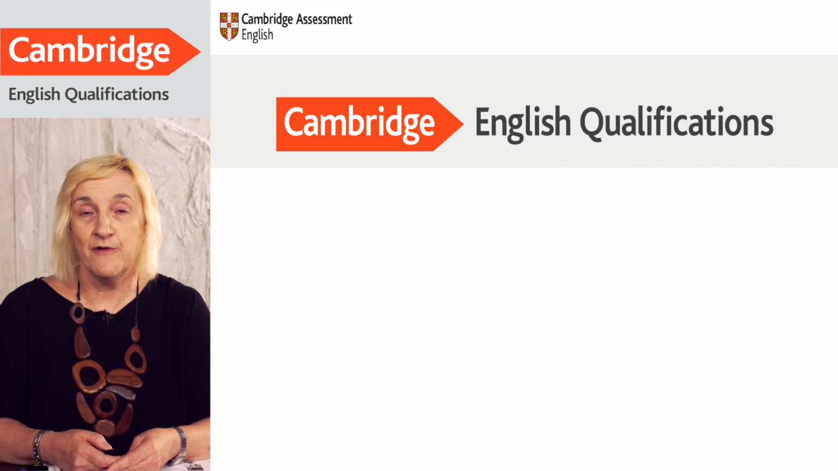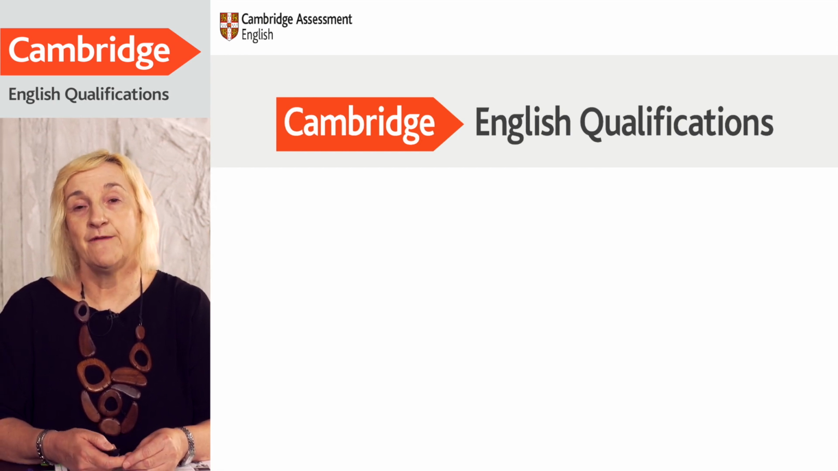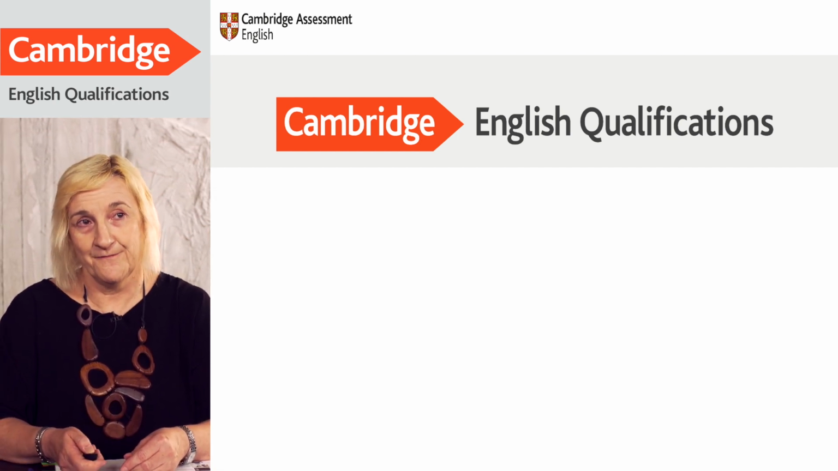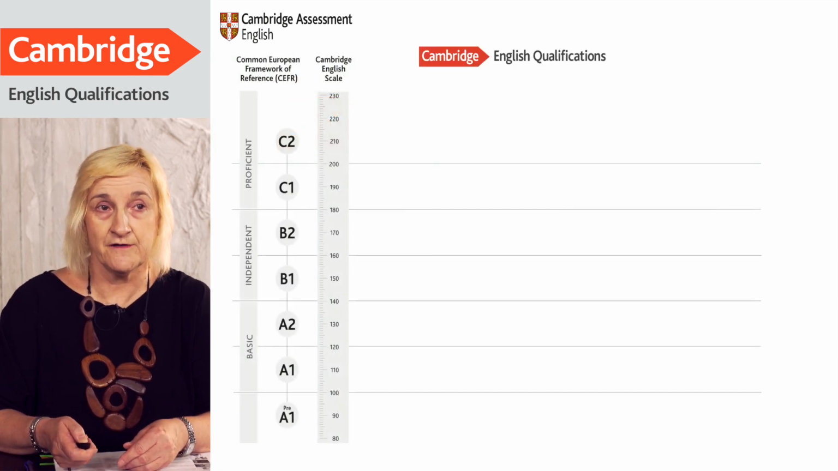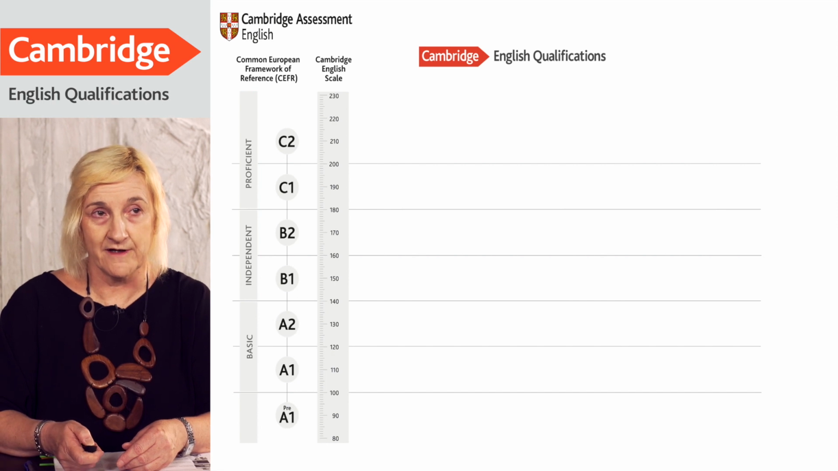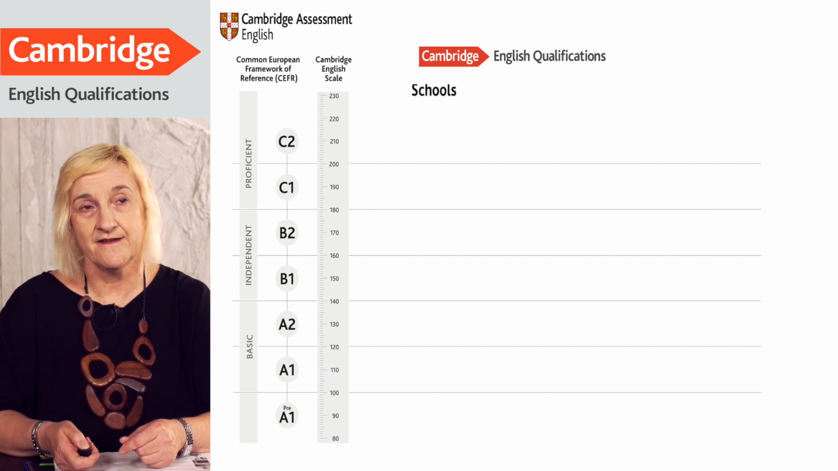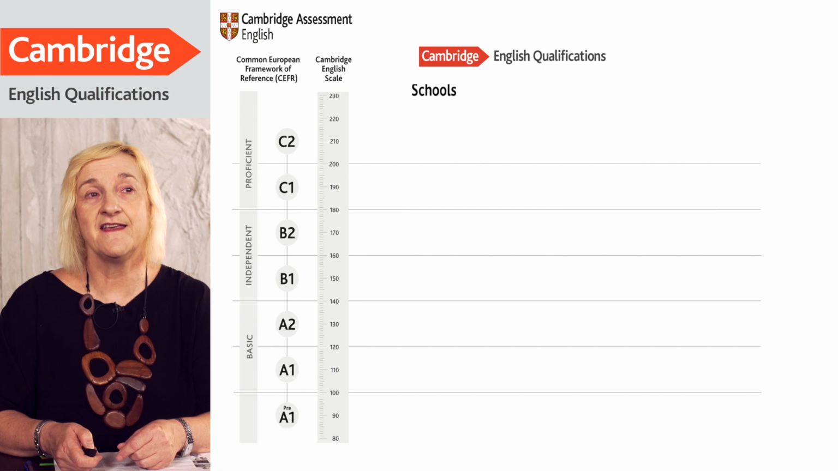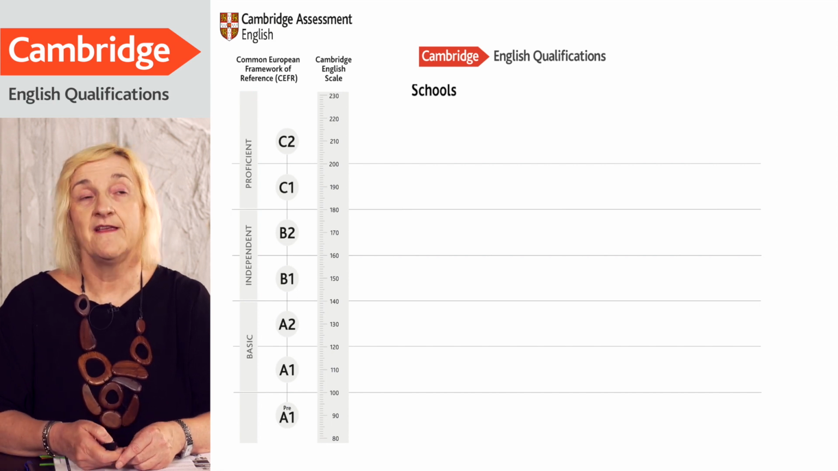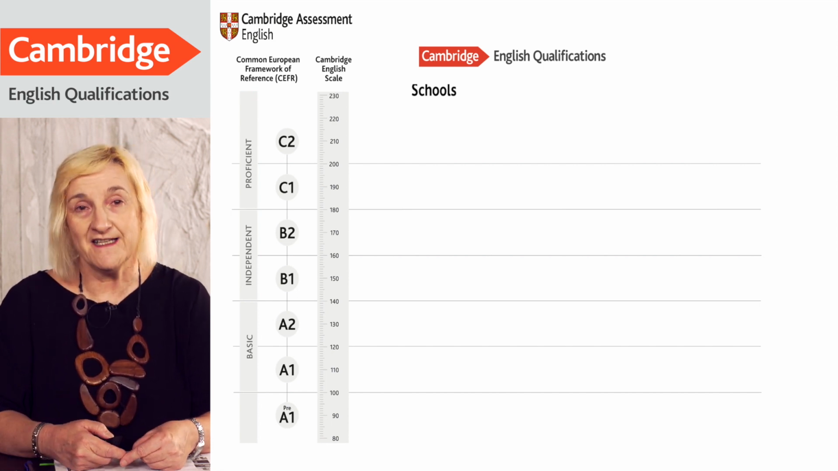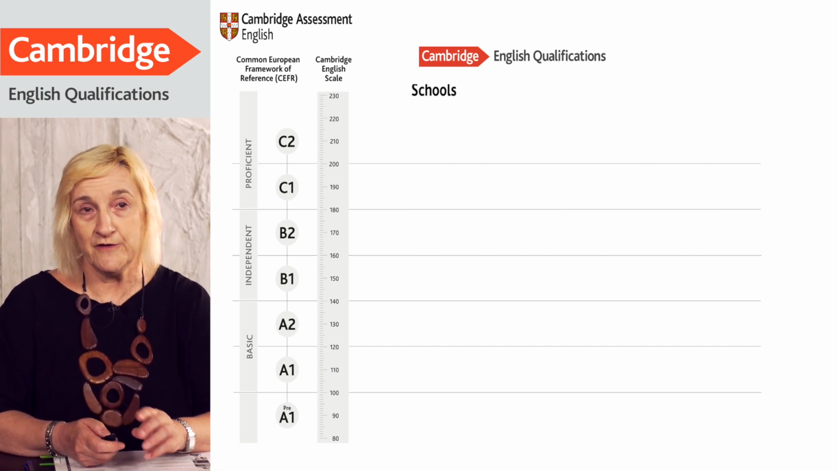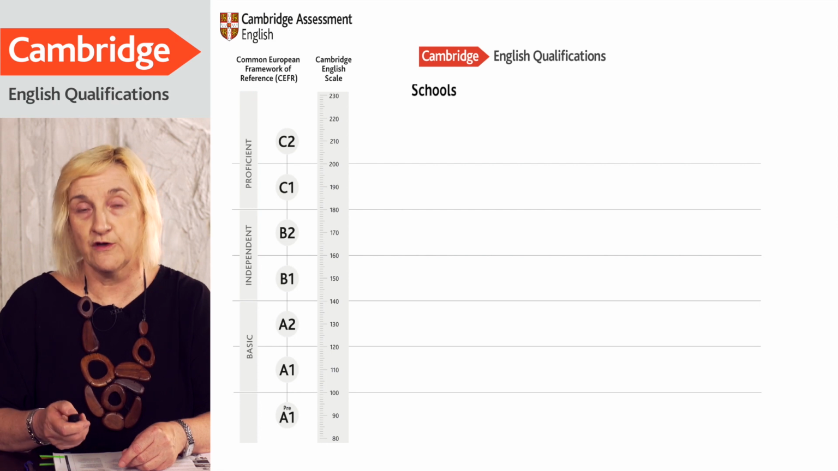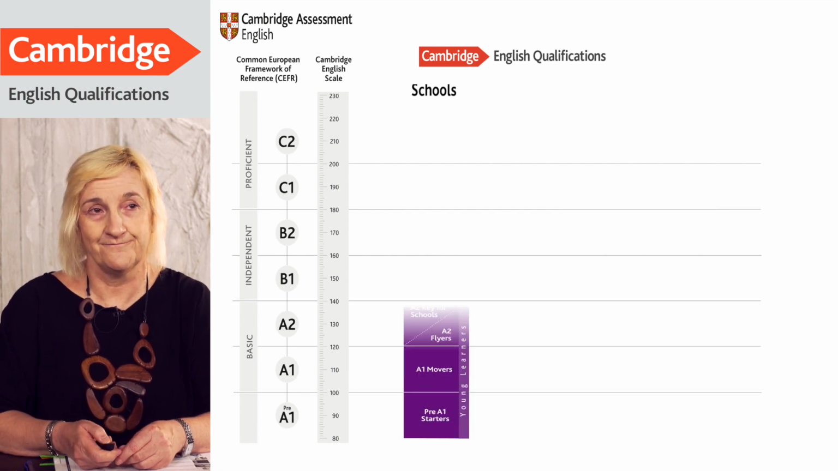B1 Preliminary and B1 Preliminary for schools are part of the Cambridge English qualifications. And these are our exams related to the Common European Framework. And you can see here the Common European Framework and the Cambridge English Scale. The Cambridge English Scale gives just a little bit more information, a bit more detail about the actual level, but you can see that it's aligned with the Common European Framework.